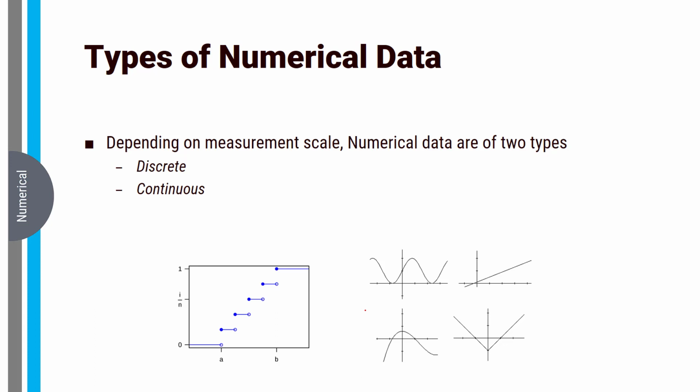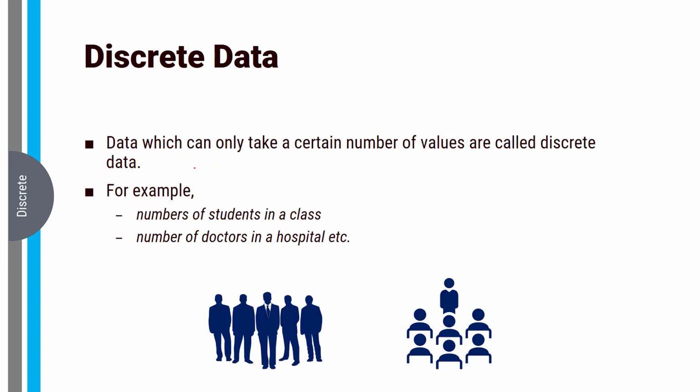So numerical data can be further divided into two different types. One is called discrete and one is called continuous. Based on how we can measure them, they can be divided, right? So discrete data can take a certain number of values, right?